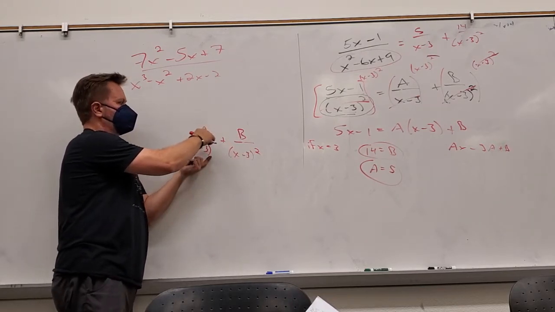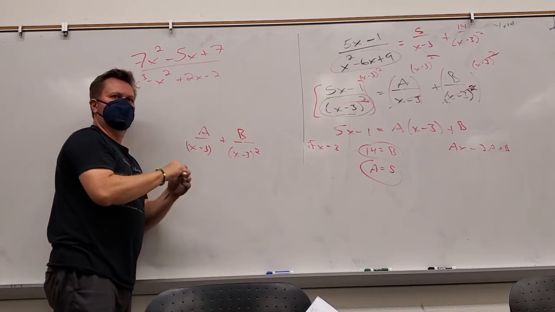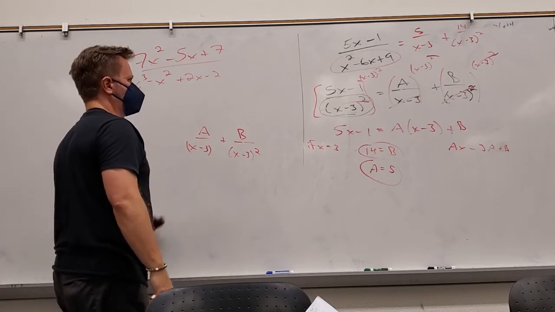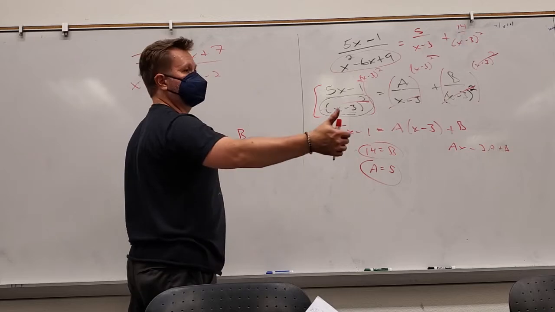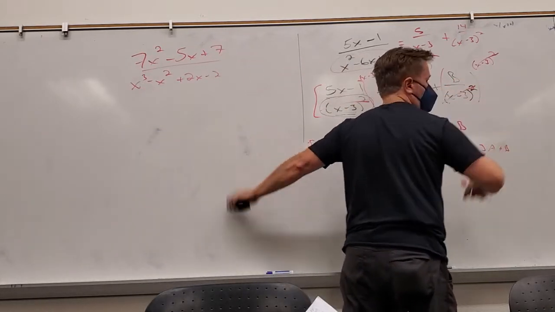Then whatever this number is going to multiply by x minus 3. That's how you get an x piece up there. Say the bottom factor is x minus 3 cubed, would you do a, b, c? Or would you do A over x minus 3 plus B over x minus 3 squared plus C over x minus 3 cubed? Okay.